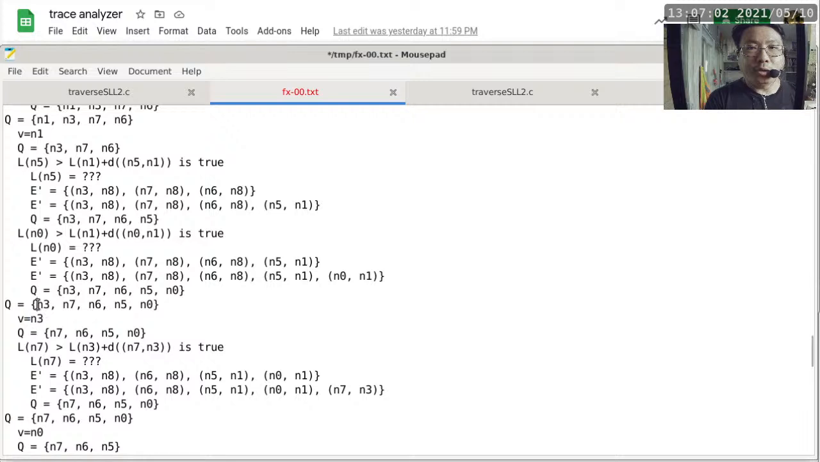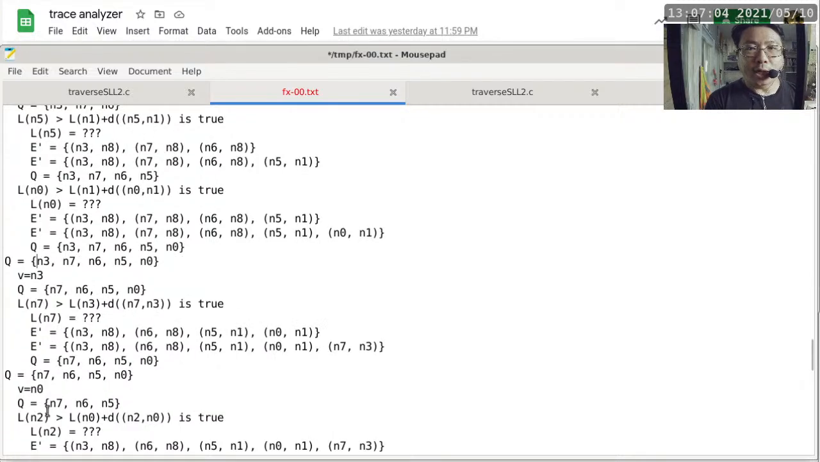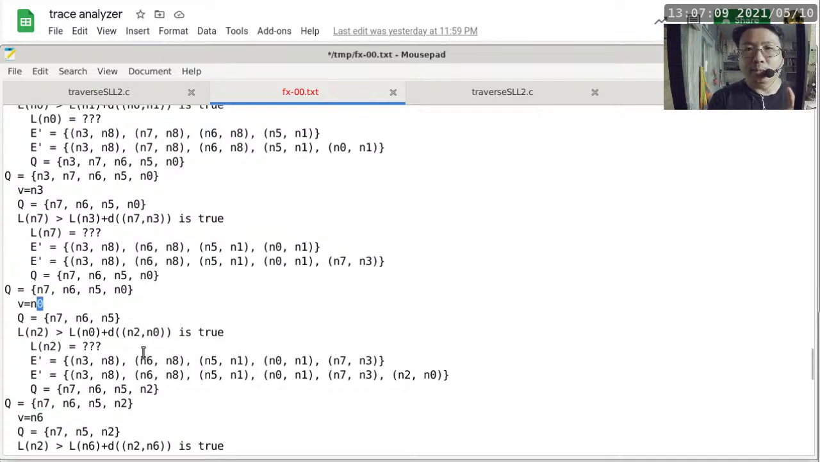So why do we choose N3 out of this set? Why do we choose N0 out of this set? Those are all important questions. Once you understand why we choose a particular vertex out of the set, it will make it much easier for you to figure out the value of the edges, because it will put constraints on those edges. Then you will start to see, oh, if I put this value over here, then it will force the algorithm to choose that vertex first out of Q, and so on and so forth.